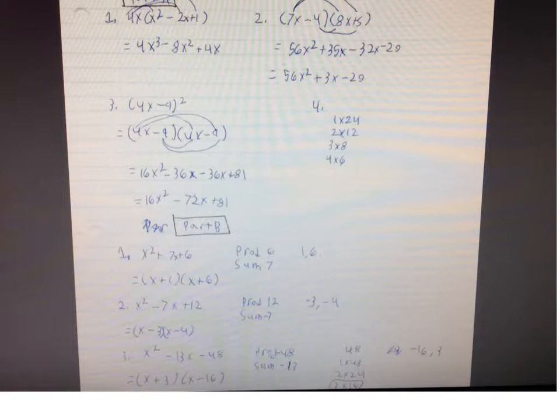Hi Nathaniel, here is your Unit 4 test. Just going to go over all the questions with you and let you know how you did.